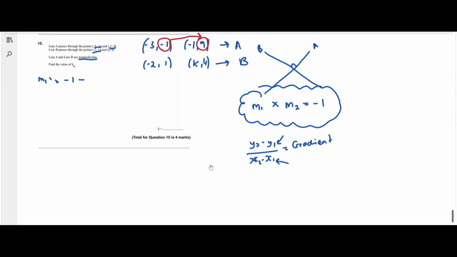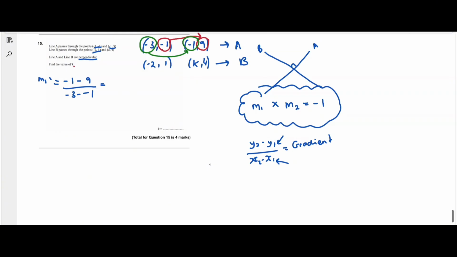-1 take 9. That's my difference between my y coordinates. So now I have to go the same way for my x coordinates. So I have to start on the left. -3 take away -1. You can go either way, but it has to be the same way for both. -3 take away -1. Okay, don't forget you're taking away and you've got a -1 there.